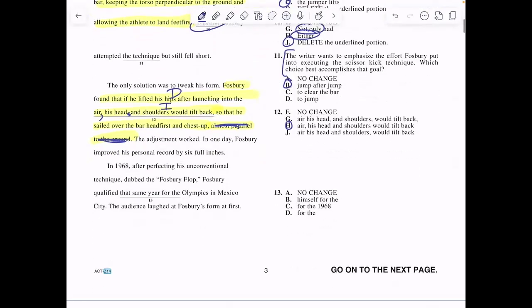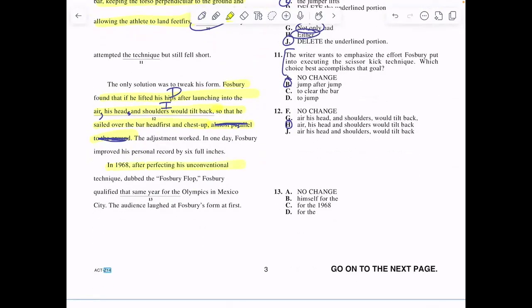13. In 1968, after perfecting his unconventional technique, dubbed the Fosbury Flop, Fosbury qualified the same year for the Olympics in Mexico City. This is a really rare instance. I just want us to be aware of this, where we have two comma sandwiches back to back. Comma sandwich, comma sandwich. It's not super common. It's not part of our question, but I do want you to notice that. So we could say in 1968, Fosbury qualified, let's just go D, simplest, for the Olympics in Mexico City.